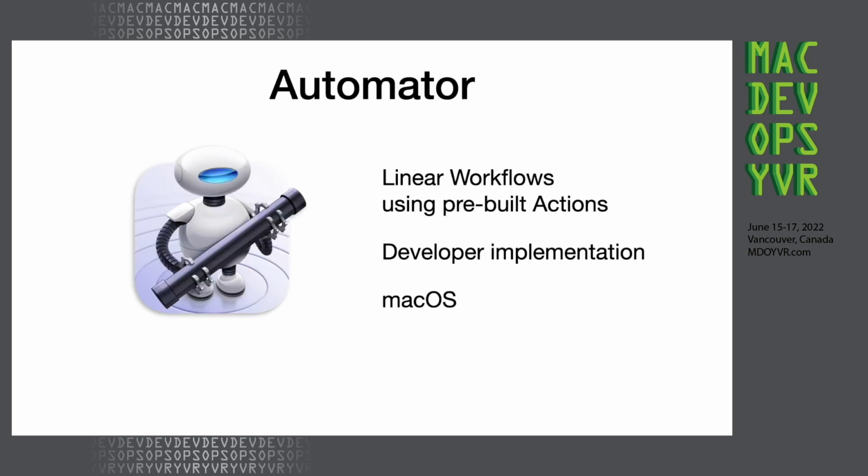Automator has been in macOS since Tiger. It's used to build simple linear workflows using pre-built actions. And the pre-built actions, the Lego blocks that you can use to build these workflows, they are provided by the developer of the app. And again, Apple, as app developer, is here as well. So the strength or weakness of Automator depends on how well developers provide these actions. And again, modern Apple, not so good in providing these things. Automator exists only on macOS.